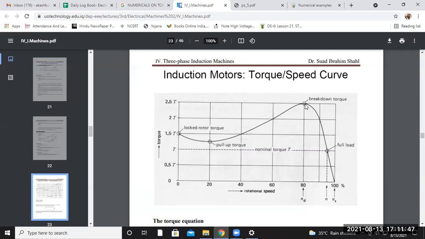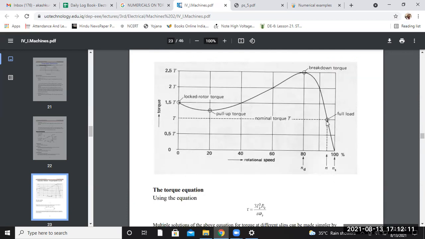As the speed increases, this torque will break down and decrease with the increment of speed. This is the full load torque, which is also given as the nominal torque. The full load torque is given by T, and at the synchronous speed the torque will become zero because the machine is in a non-operational condition. This is the rotor speed.